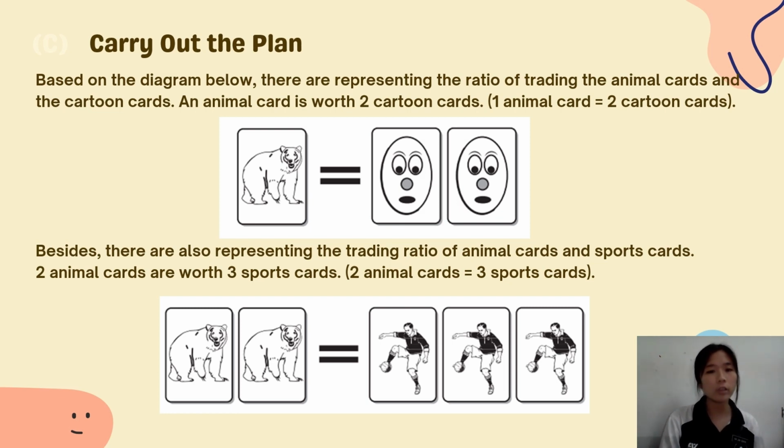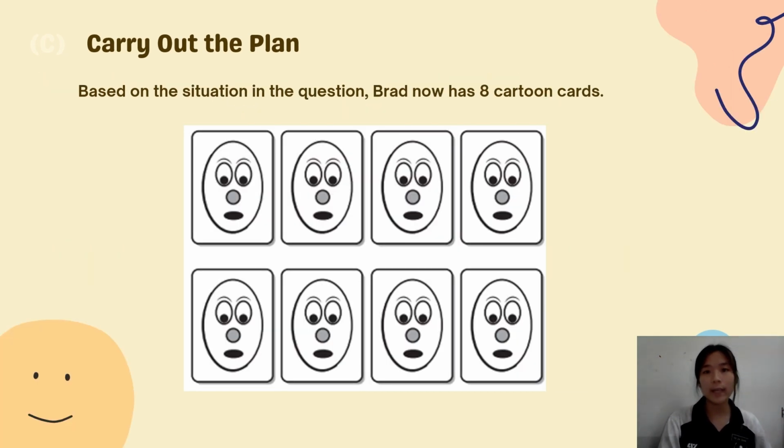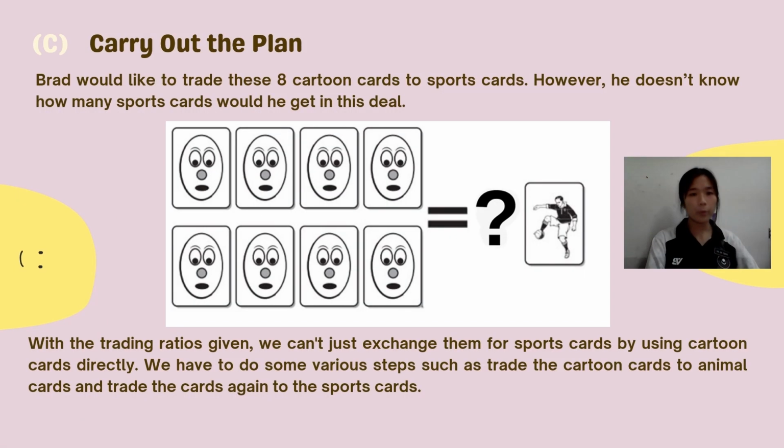Besides, they also represent the trading ratio of animal cards and sports cards. 2 animal cards are worth 3 sports cards. It means that 2 animal cards are equal to 3 sports cards, as shown in the diagram below. Now we are using iconic representation with the pictures of cards. Based on the situation in the question, Brett now has 8 cartoon cards, as shown in the diagram below. Brett would like to trade these 8 cartoon cards for sports cards. However, he doesn't know how many sports cards he will get in this deal.